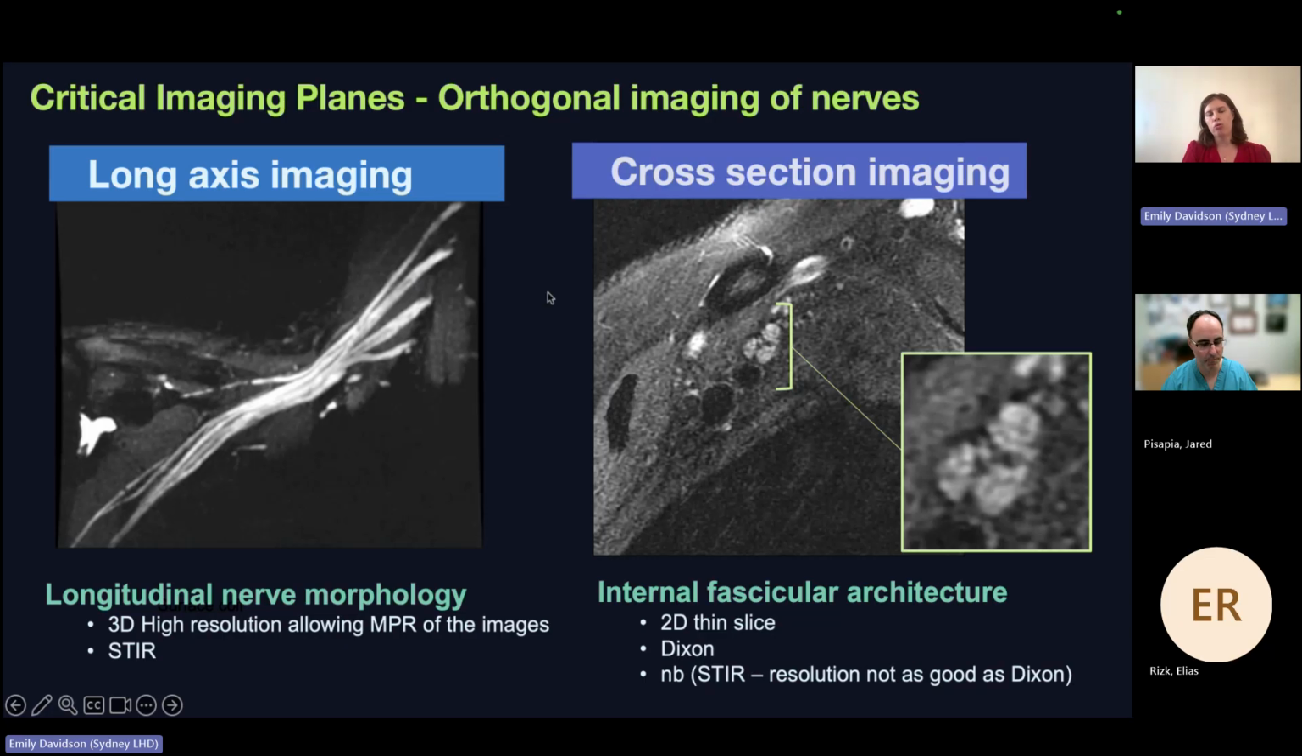Then we want a cross-sectional assessment of the nerve. And this gives us a detailed anatomy of the fascicular architecture, this honeycomb dot-like appearance of the nerve fascicles. And you can see here that these are quite high resolution sequences. We're able to actually pick out the individual fascicles in these chords here of the brachial plexus, which you just wouldn't be able to achieve if you did a large field of view bilateral exam.